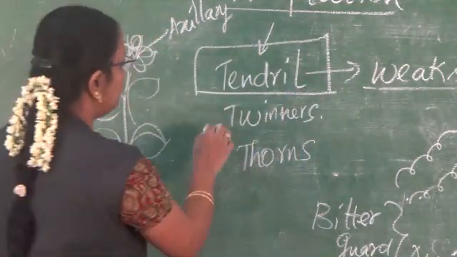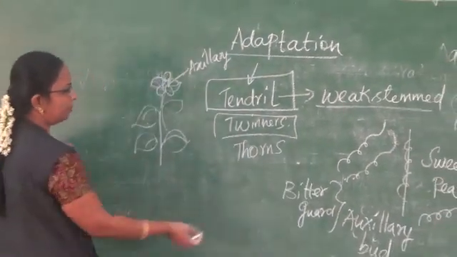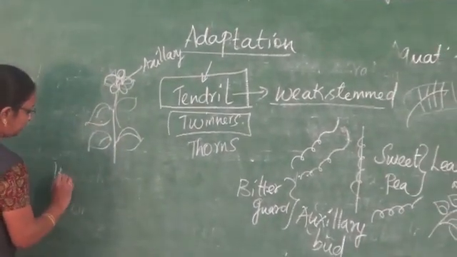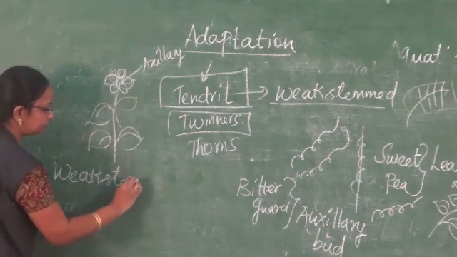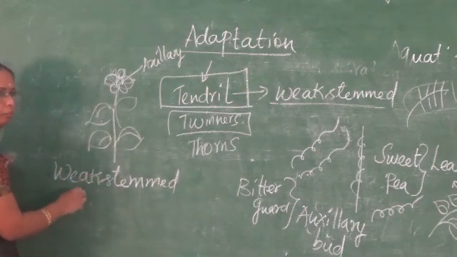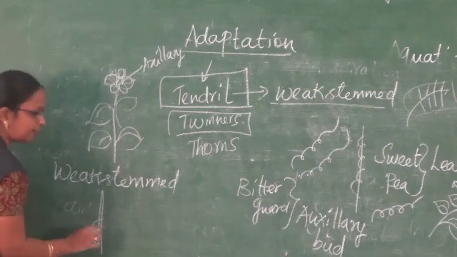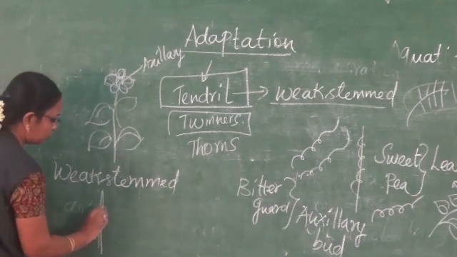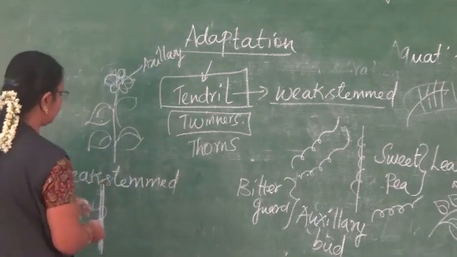And then when we move on to the twiner, twiner is the same as the tendril, but here the plant itself is the weak stem plant. The plant itself needs some support to climb. The plant itself grows with the support of the other organ. Okay, this is weak stem.